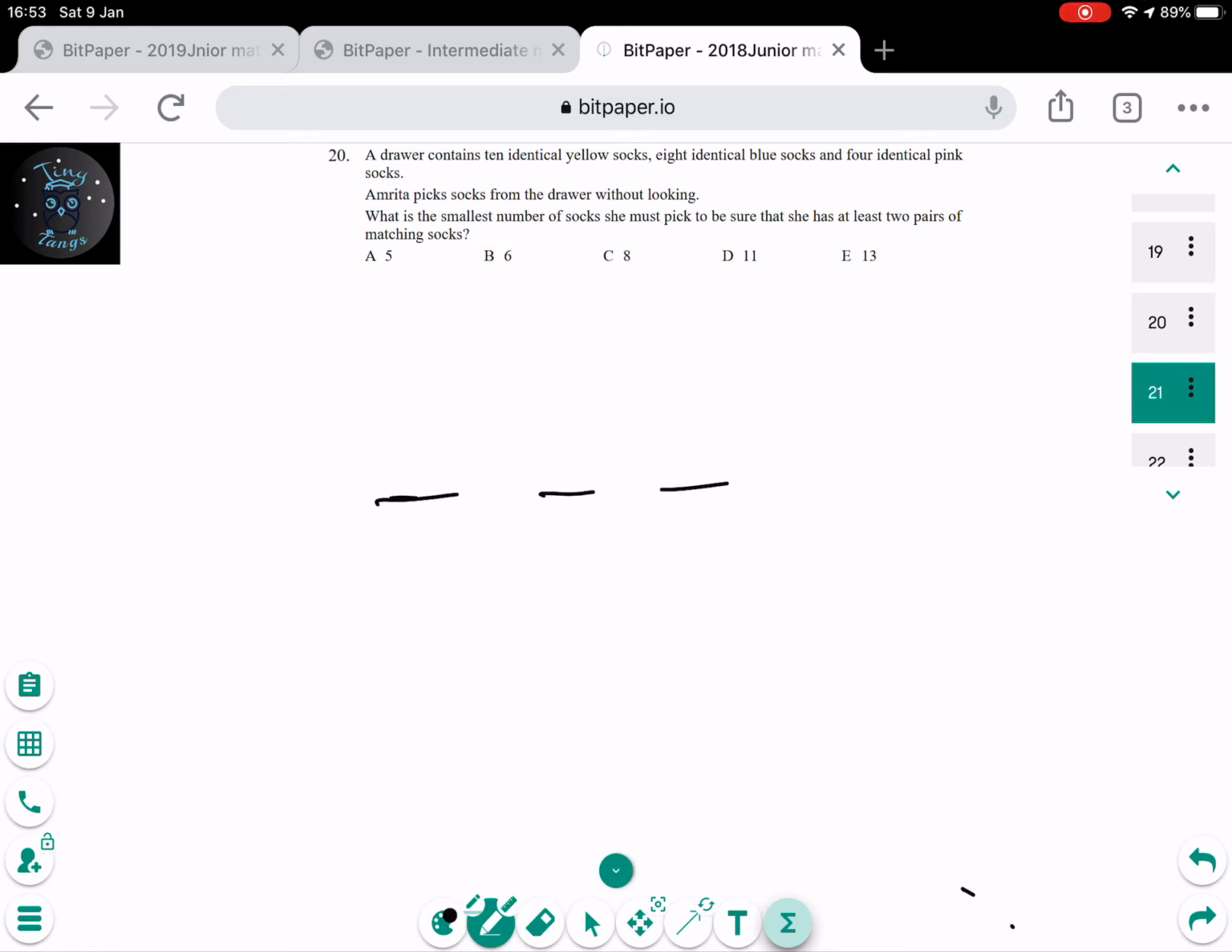And you need another one, so one from yellow, one from blue, and one from pink. So that would be ideal. That would be the answer for us, because that would be the most number of things we need to do. And it's kind of like the least that is the most, if you can understand. So the answer to question 20 is B, which is 6.